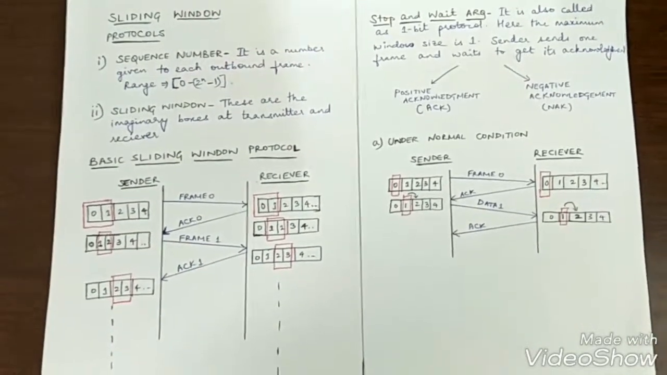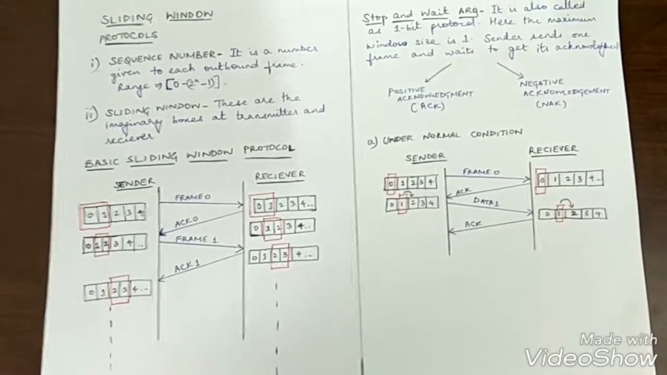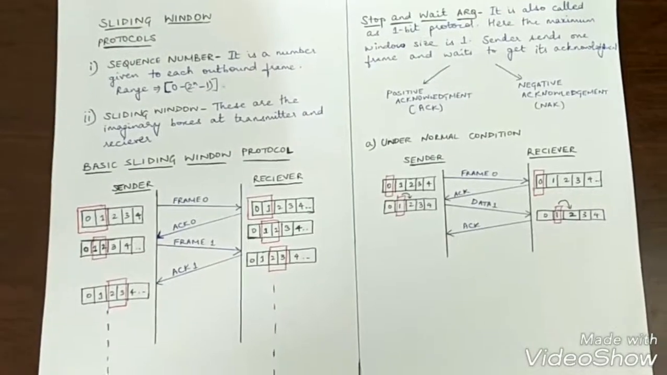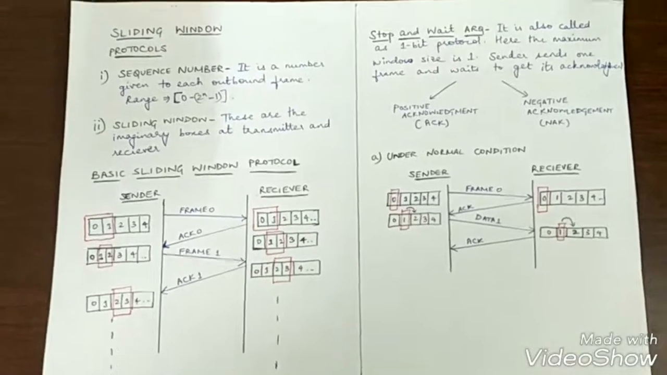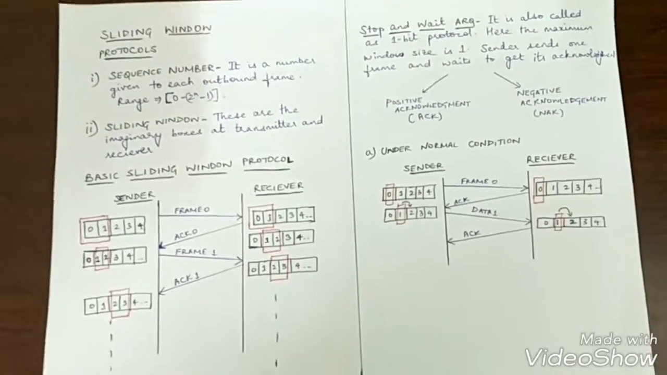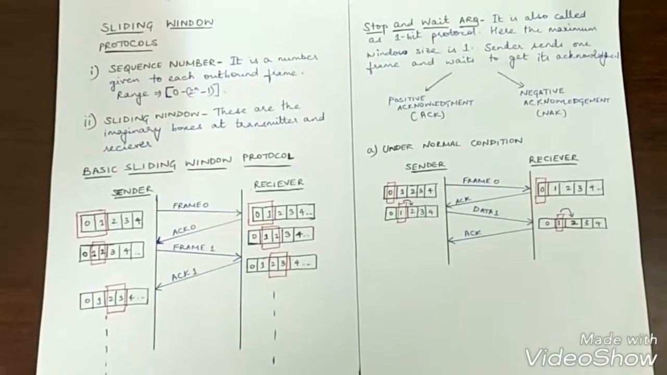So before knowing about the sliding window concept, we should know about two important parameters that are sequence number and sliding window. So what is a sequence number? It is a number given to each outbound frame. Here, first data is converted into frames and each frame is given a number. The range is generally from 0 to 2 to the power n minus 1, where n is an arbitrary number.